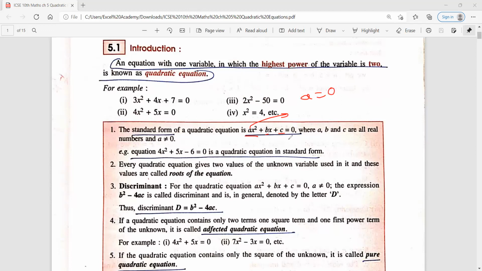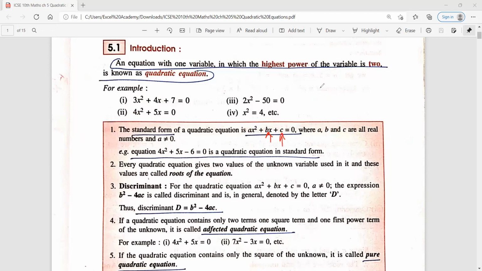Will it remain a quadratic equation? No, the answer is no. Because the ax square term will vanish, and if the square term vanishes, it won't remain a quadratic equation. But b and c can be 0.